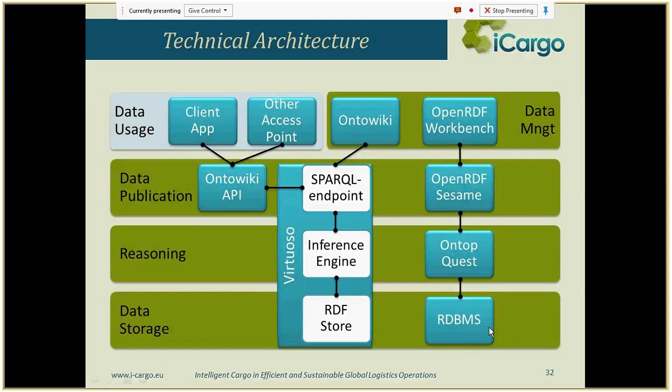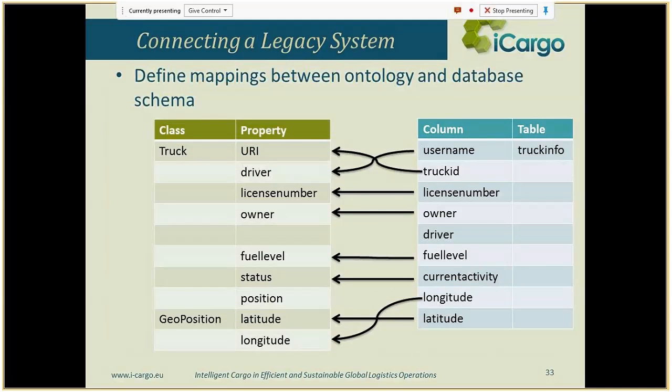Here we assume that the data is stored in some traditional relational database, and on top of that we have installed something called OnTop Quest, which provides a reasoner for translating SPARQL queries to the normal SQL queries on databases. And then OpenRDF Sesame provides an API for accessing this data in this way, as if it was linked data.